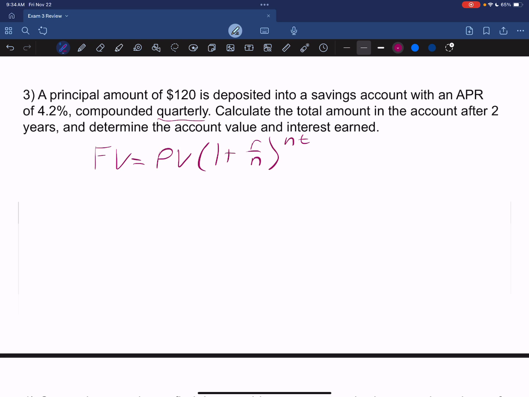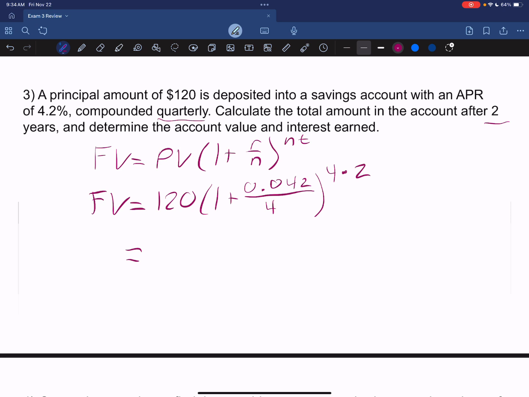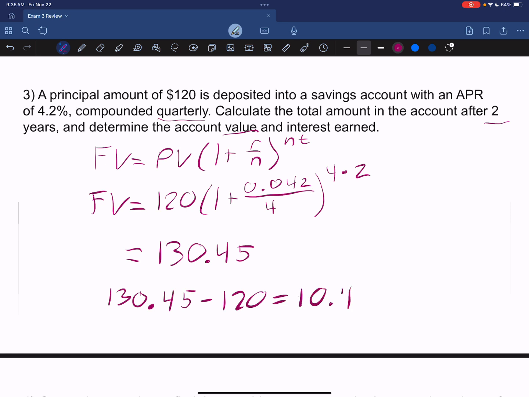Okay. So my PV is 120. My rate is 4.2%, so that's 0.042. Compounding quarterly, so n is 4, raised to the 4 times my time, which is 2 years. So 4 times 2. Plug that into the calculator, and I get 130.45. Okay, so that takes care of the account value. But to find the interest that was earned, I would need to subtract off the initial deposit of 120. So I find that after 2 years, this has earned $10.45 of interest.